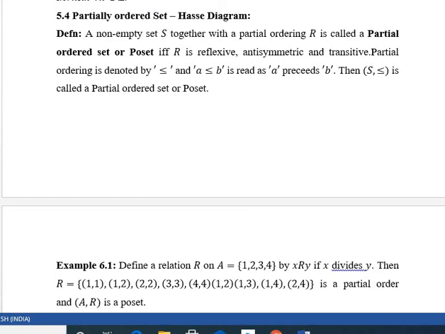For example, define a relation R on the set A equal to {1, 2, 3, 4} by x related to y if x divides y. Then R equals the set of ordered pairs (1,1), (2,2), (3,3), (4,4), (1,2), (1,3), (1,4), (2,4), which is a partial order, and (A, R) is a poset.